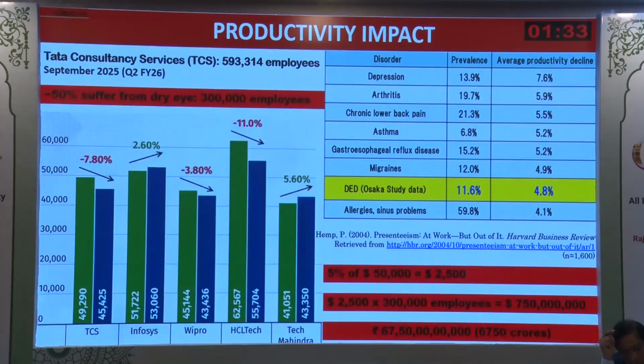So what is the actual crux of the matter? How does this help us? Now, this is a study looking at productivity impact. It looks at the big 5 tech companies, and TCS did this study. Now, what we see is that 50% of these subjects suffer from dry eye, which is about 300,000 employees. The Osaka study talks about an average 5% decline in productivity. And if you look at the financial impact of this, it comes to about 6,000 crores in just one company.